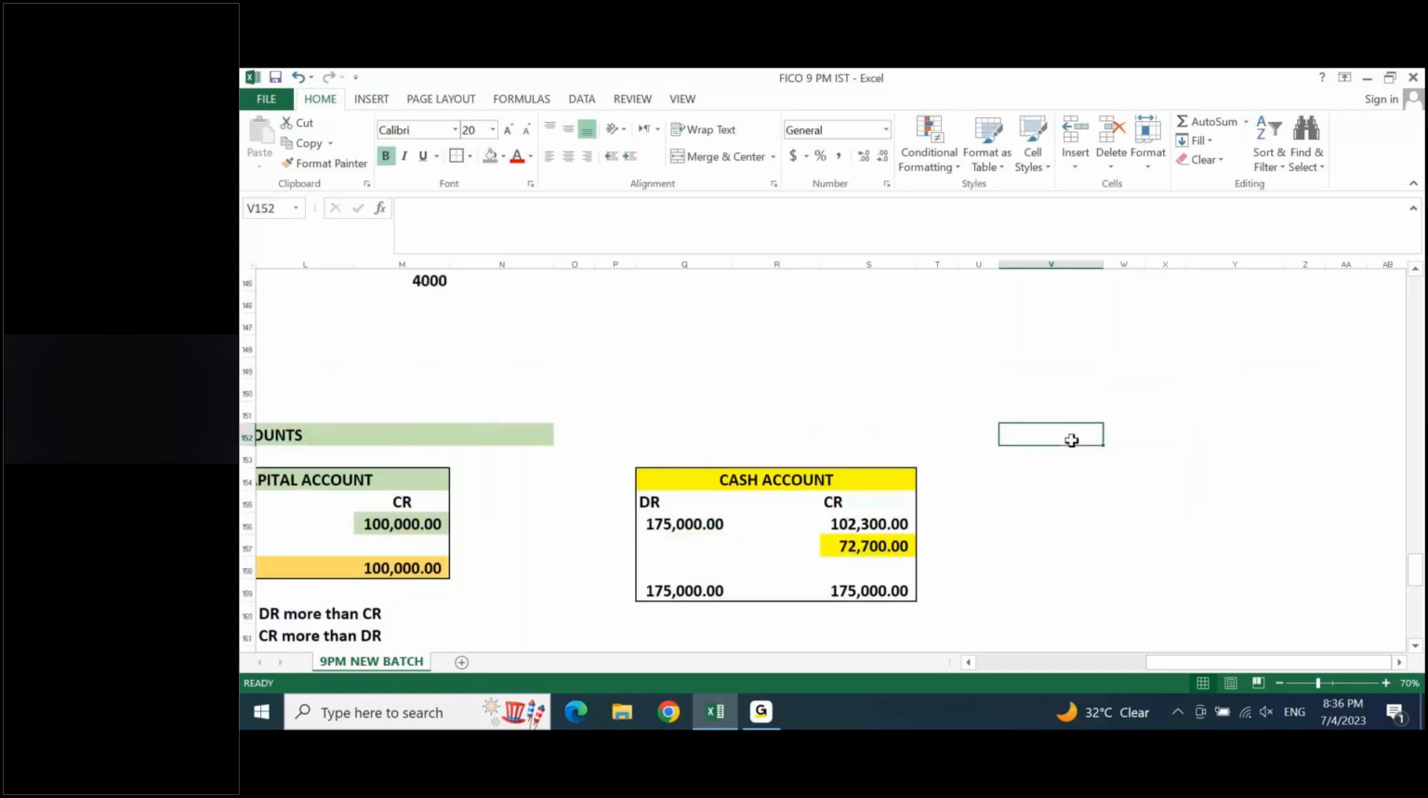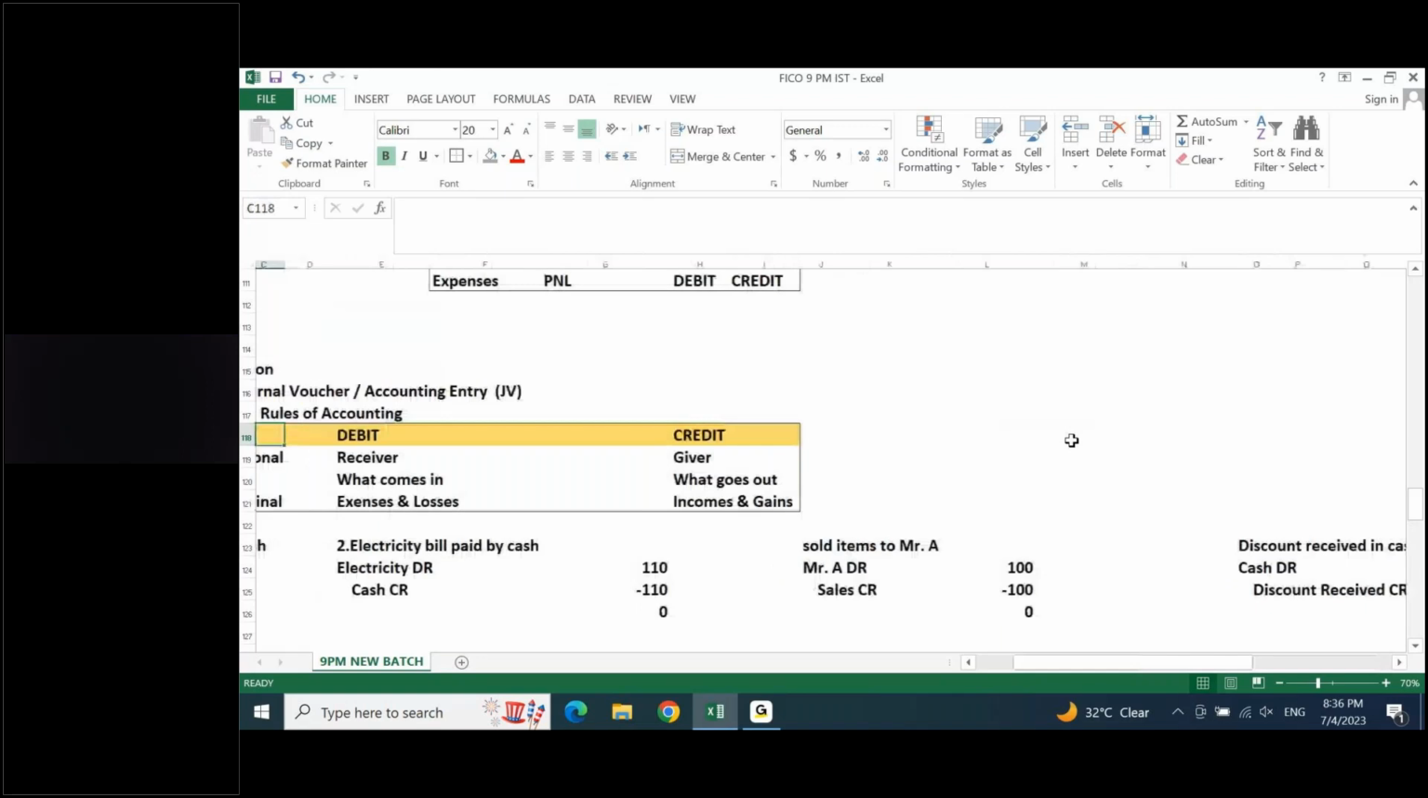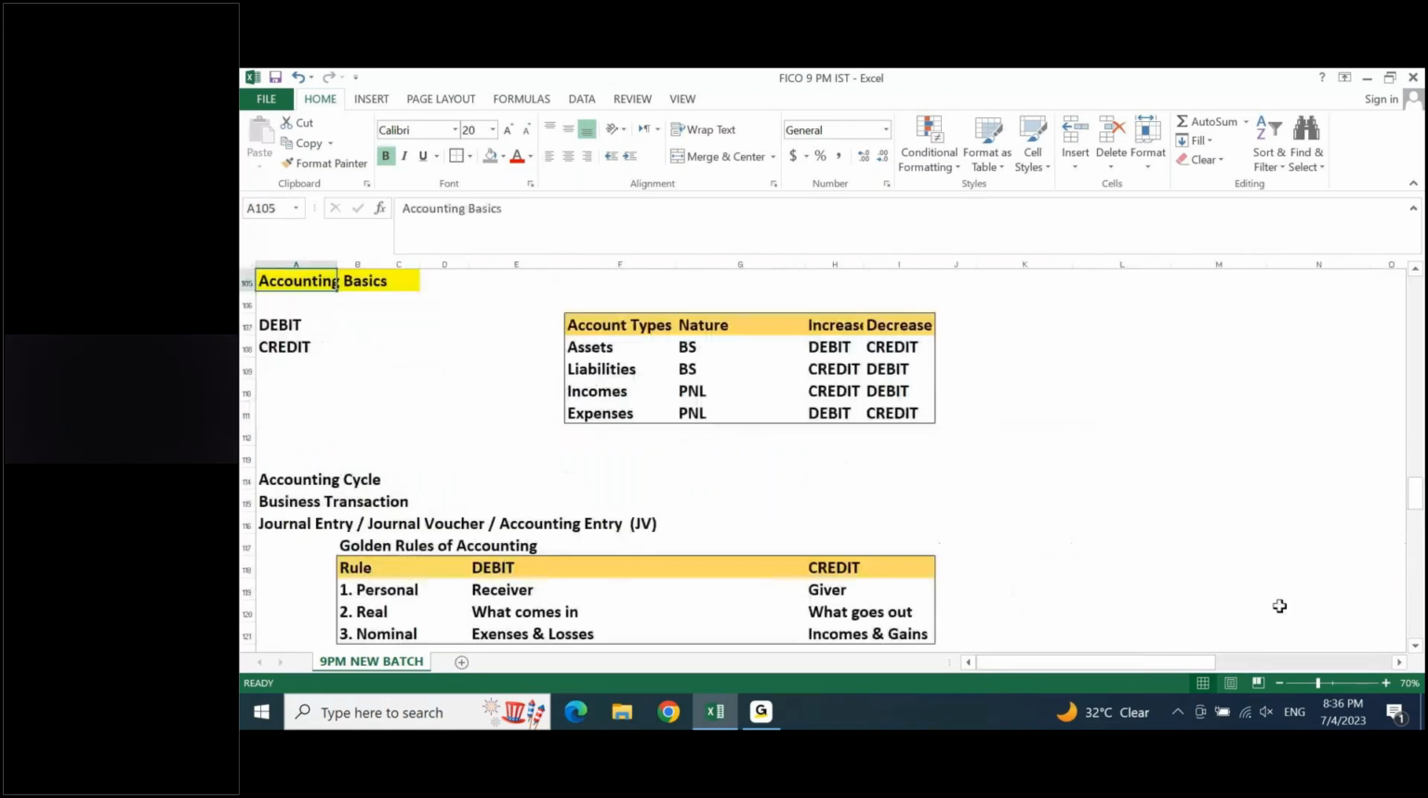If you look at this, focus on the credits first. Now, if you look at liability, if your liability is credit, it is an increase in liability. If your liability is debit, it is a decrease in liability.